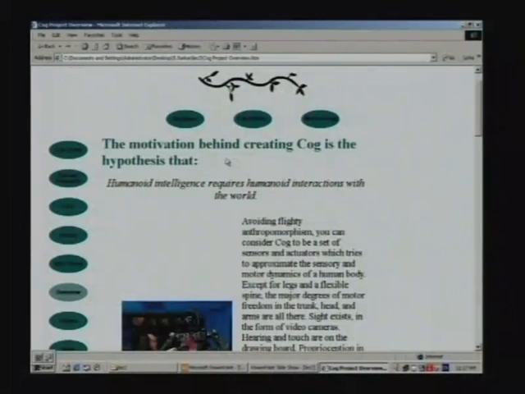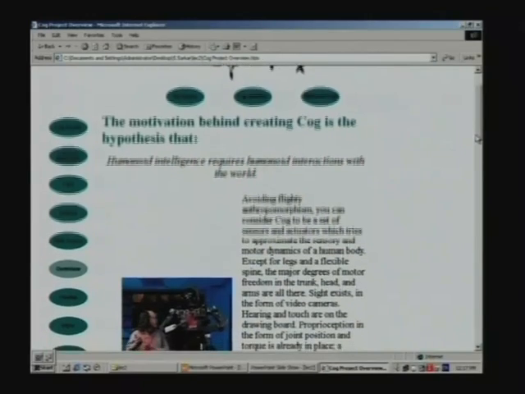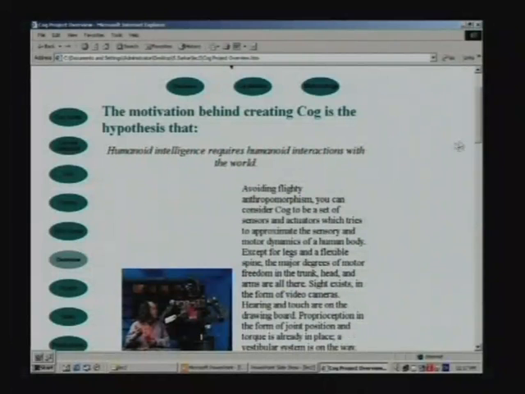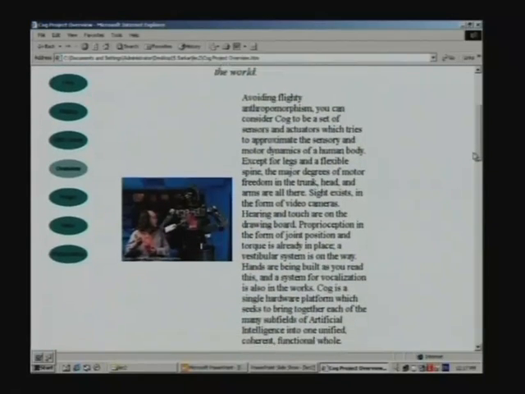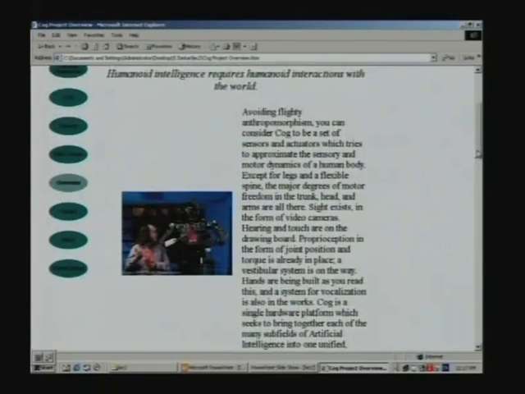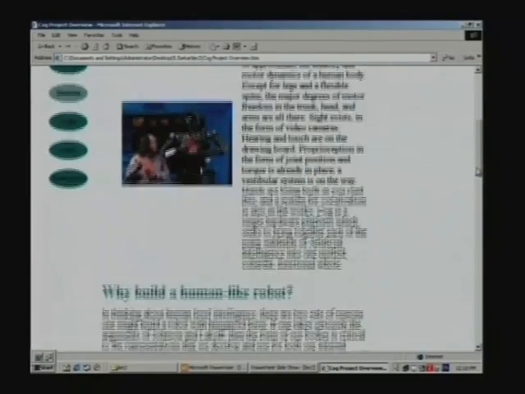So the basic motivation behind creating COG is the hypothesis that they wanted to build a humanoid robot, a robot having intelligence like a human being. So, this picture may be too small for you to see, but this shows Professor Rodney Brooks with the robot COG.